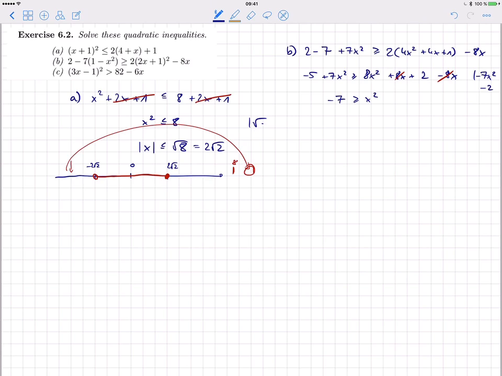So x squared would have to be a negative number. We've learned that the square of a number is always positive or 0. It can't be negative, so no number can make this happen.